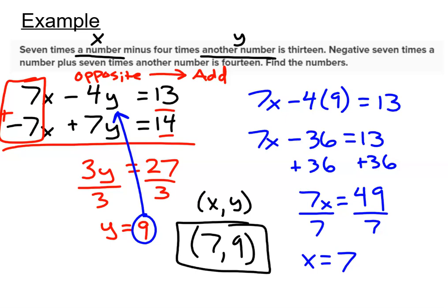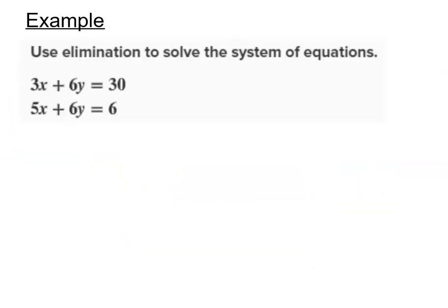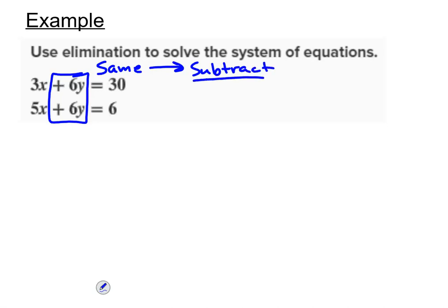So both these examples dealt with adding the two equations. So I wanted to do a couple that deal with subtraction. So here's one. We have 3x plus 6y equals 30, and 5x plus 6y equals 6. And these right here, those are the exact same. So if they're the same, that tells us to subtract. Okay, so we're going to subtract these two whole equations.